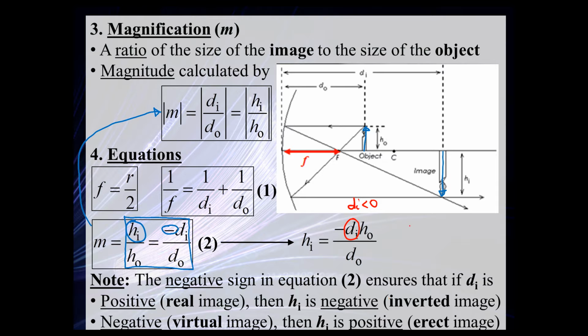So really, that's the only reason why that negative sign exists in the equation. It just ensures that if you have a real image, you'll always get an inverted orientation. If you have a virtual image, you're always going to get an erect image. It really has nothing to do with calculating the magnification. That's why when I calculate the magnification, I'm just going to take the magnitude of everything to do it.